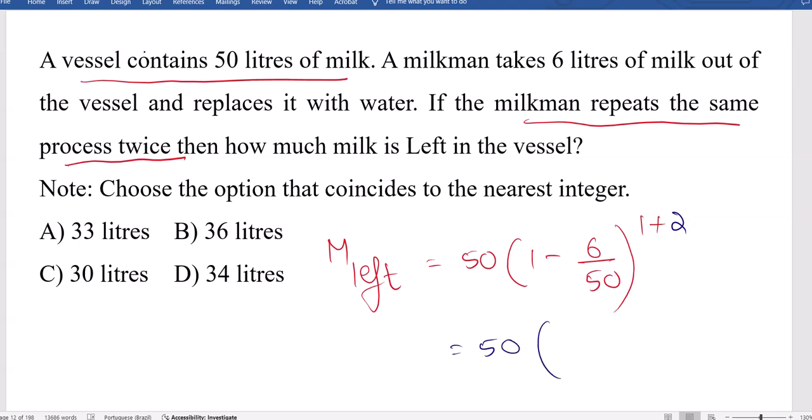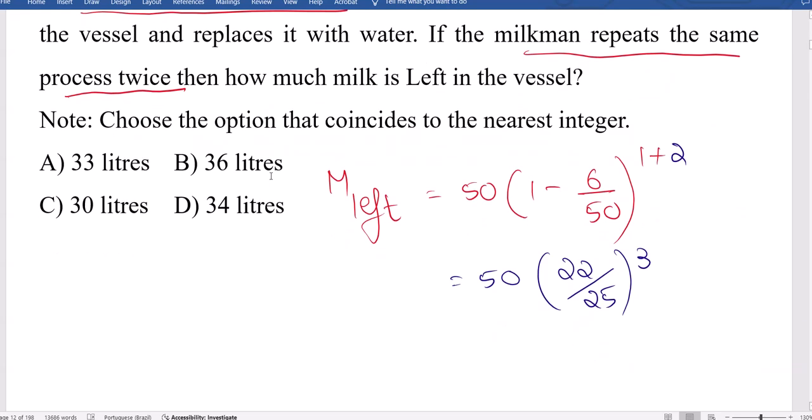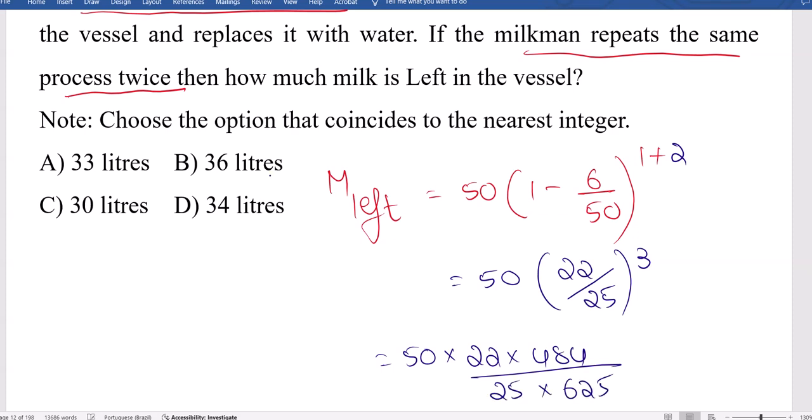50 into (1 minus 3/25), or 22/25, whole cube we need to do. No calculator is allowed, so you have to be careful regarding calculations. Approximately we need to go with the option, which is 33 or 36 or 30 or 34.